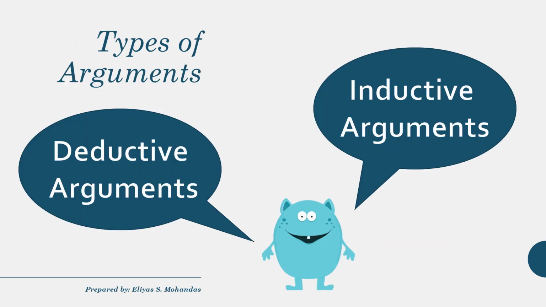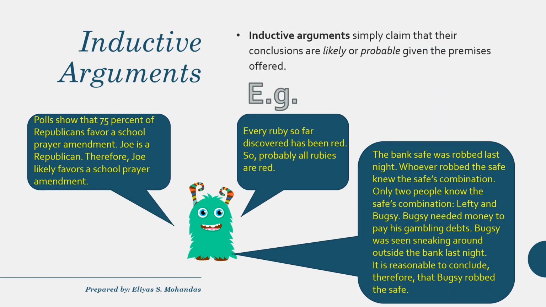Now, arguments are divided into two categories. The first is deductive arguments, and the second is inductive arguments. For the sake of this week, we will just be looking at inductive arguments. So what are inductive arguments? Inductive arguments simply claim that their conclusions are likely or probable given the premises offered.